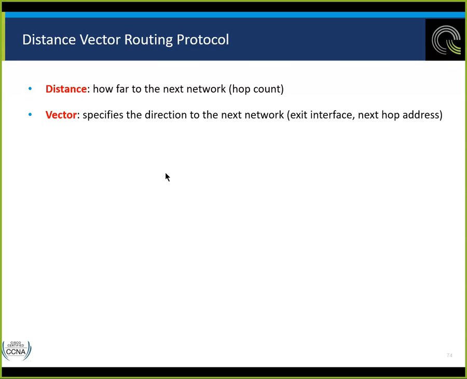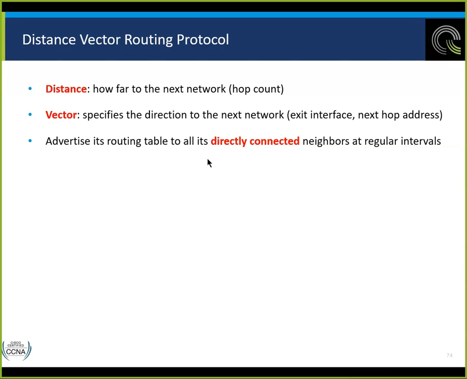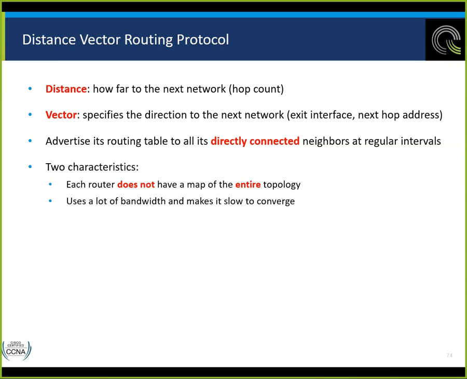RIP is the example of the distance vector. The distance is how far the network is, the hop count, and the vector specifies the direction to the network: the exit interface, or the next hop address, or if it's fully specified, both of them are going to be there. It advertises its routing table to all its directly connected neighbors at regular intervals, every 30 seconds for RIP v1. RIP v2 is actually a multicast.